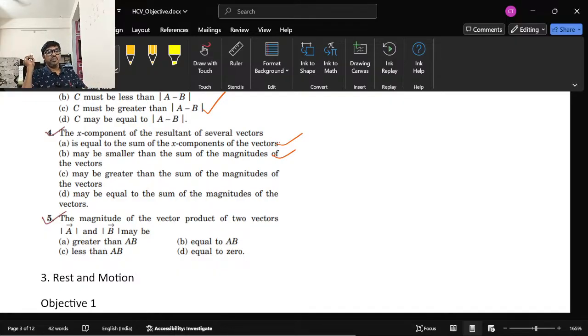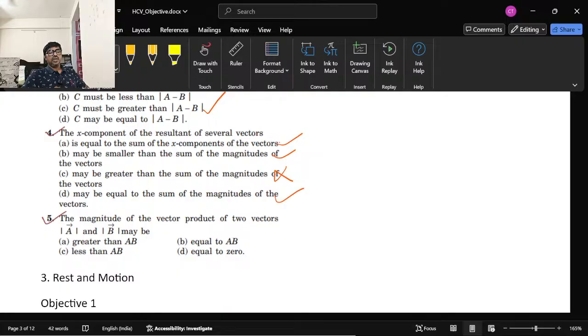May be greater than the sum of the magnitudes of the vectors. No, not possible because of the polygon inequality: the sum of the n minus 1 sides must be greater than the n-th side. So from there you will not get it. May be equal to the sum of the magnitudes of the vectors. Yes, possible. When is it possible? When they are all in the same line, say all in the same x direction. So the answer is A, B, and D.